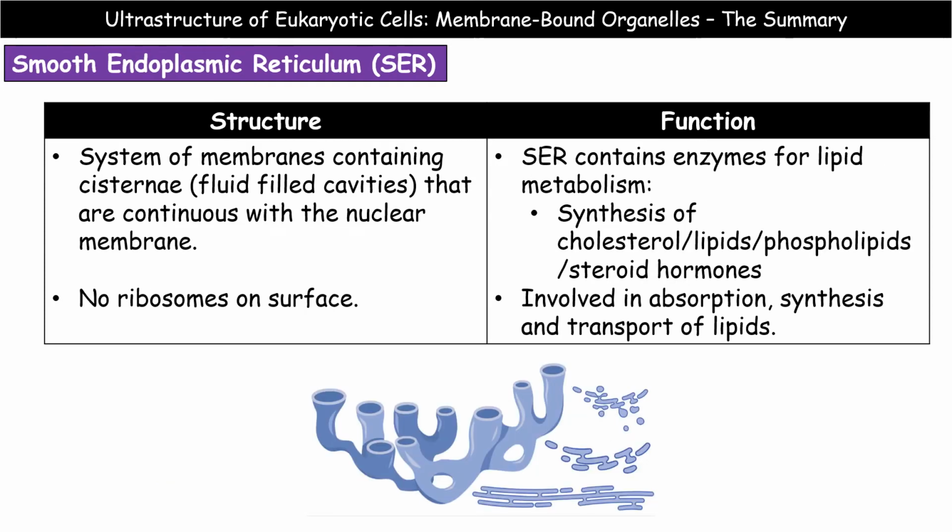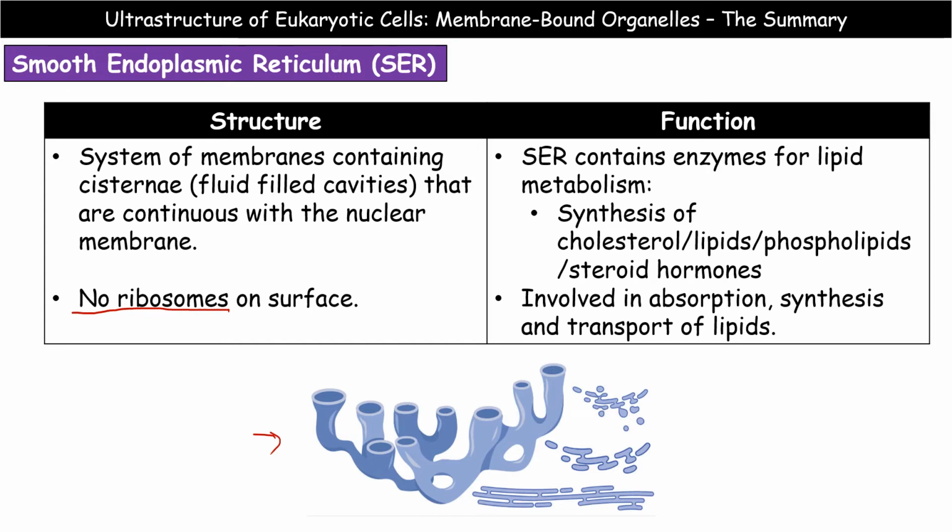The next membrane-bound organelle we are going to look at is the smooth endoplasmic reticulum, or SER. So again, this is our system of membranes containing the cisternae, which are the fluid-filled cavities that are continuous with the nuclear envelope. So it's the same in a lot of ways as the rough endoplasmic reticulum. The key difference, there are no ribosomes on the surface of the smooth endoplasmic reticulum. If you look down here, no little dots on the surface, no ribosomes present. So that's our key difference between rough endoplasmic reticulum and smooth endoplasmic reticulum. The rough has the ribosomes, the smooth does not.